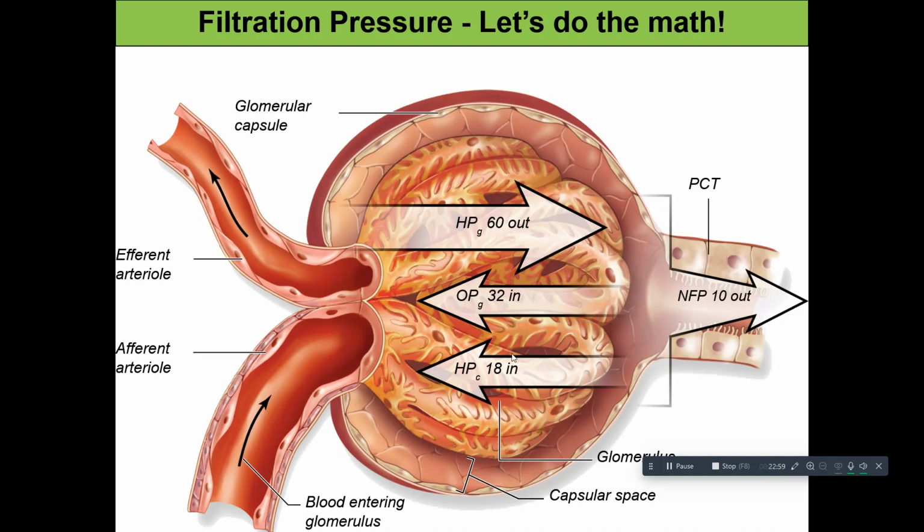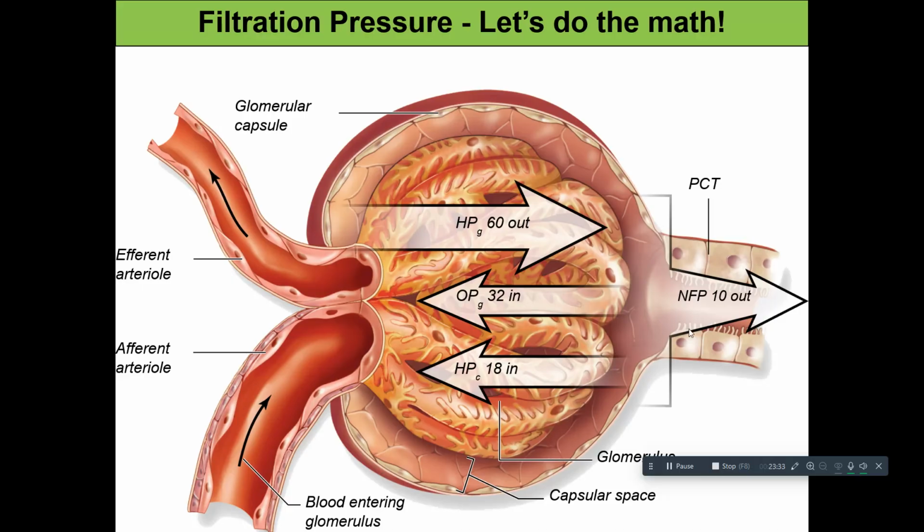That's about 18, as well as the osmotic pressure of the blood. Remember, the blood has its own osmotic pressure due to albumin, and that's going to try and pull water back in. So notice we got 60 millimeters of mercury of pressure going out, 32 plus 18 going back in. 32 plus 18 is 50, 60 minus 50 is 10. So we get a net pressure of 10 millimeters of mercury pushing water and small solutes out.